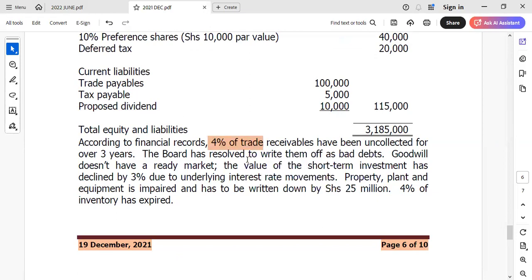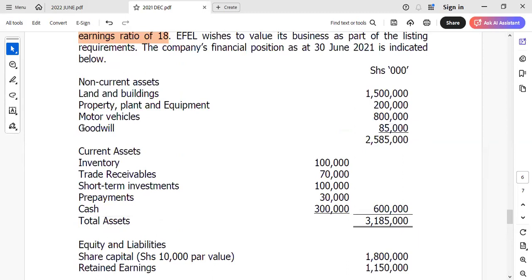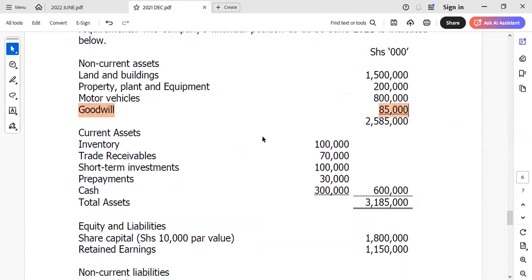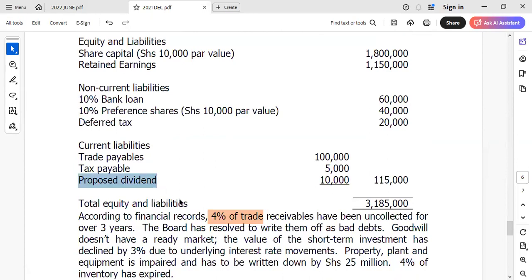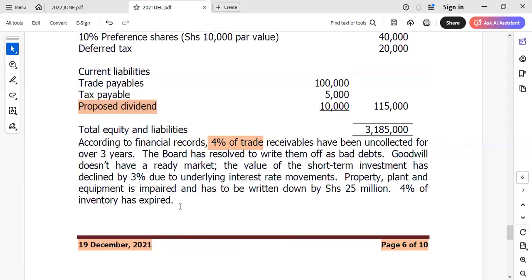The board resolved to write them off. So here they are telling you that goodwill doesn't have a ready market. If goodwill doesn't have a ready market, then as you get your total assets, don't include goodwill, because it doesn't have the market value. But if it has the market value, then you include the goodwill. Other things are the same. Proposed dividend, don't include it as you get the total liabilities.